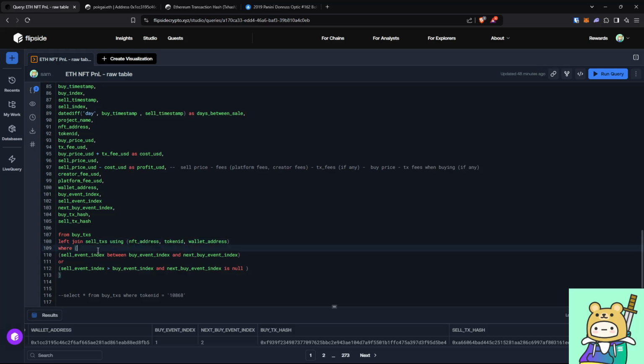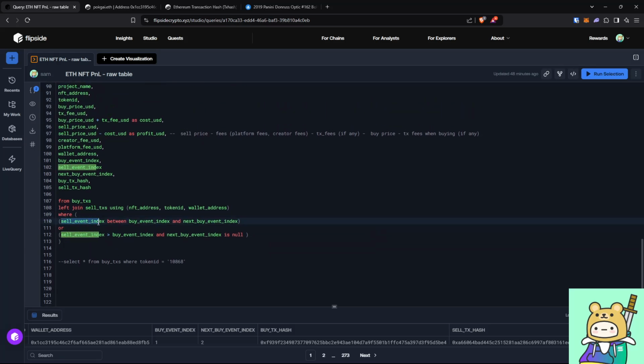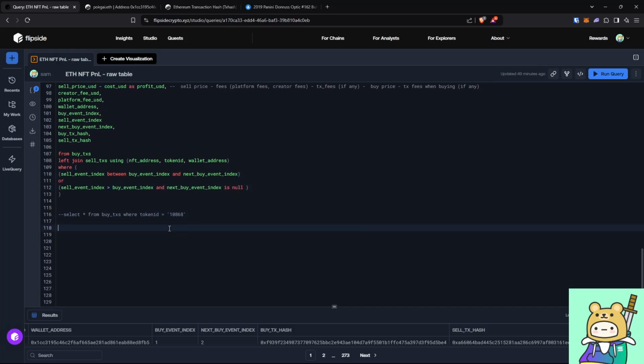And then I've two sort of like where filters here. The first where filter says sell event index between buy and the next buy. Now what does this mean? So the best way to illustrate is, I think, to just write it out, an example.